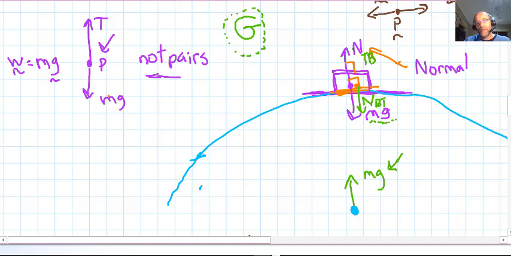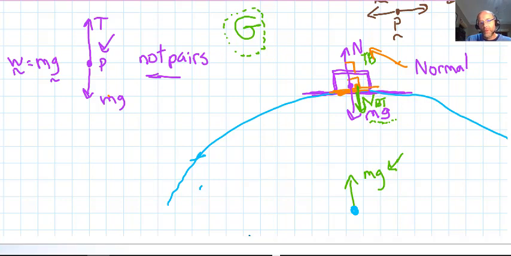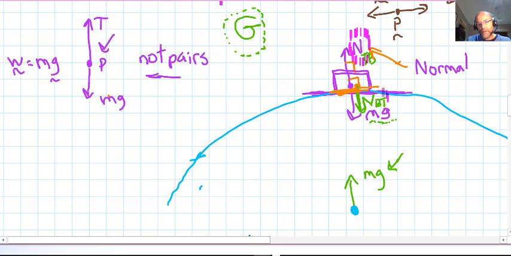We need to counter this purple normal of the table on the book. There's another one here. We can see a normal of the book on the table. So the reaction of the book on the table, and those two are pairs. So that and that are pairs. Alright, the N's and the mg's are pairs.